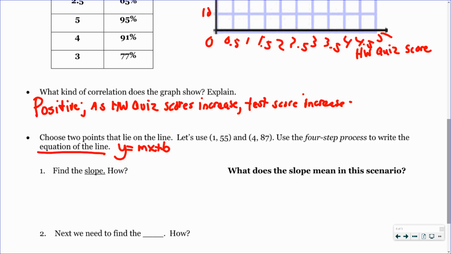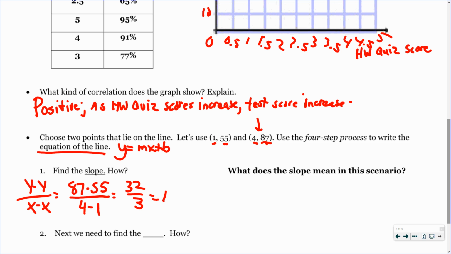Now, who remembers how to find the slope if we're given 2 points, 1, 55 and 4, 87? Right, subtract the y's and the x's. So if we want to use the bigger numbers first, we can start here, that's fine. So y is 87 minus 55, and then 4 minus 1. What's 87 minus 55? 32. And 4 minus 1 is 3. So if you divide these two, you get about 10.7.